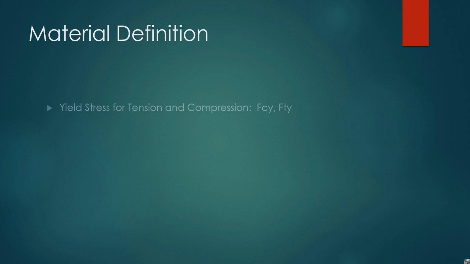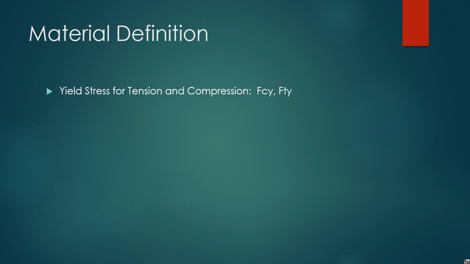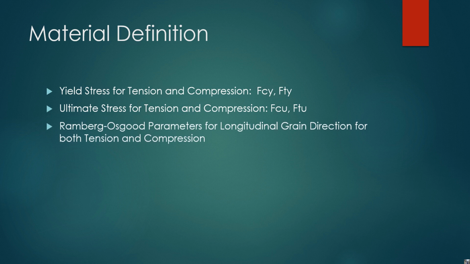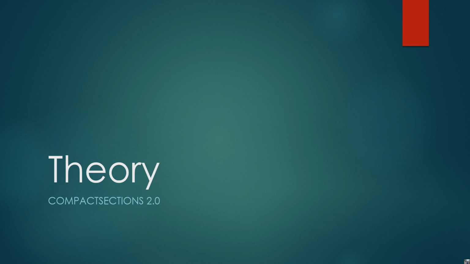So in the material definition, you have to define the yield stress for tension and compression, the ultimate stress for tension and compression, and the Ramberg-Osgood parameters for the longitudinal grain direction for both tension and compression. So now I'll just do a quick walkthrough of the theory.